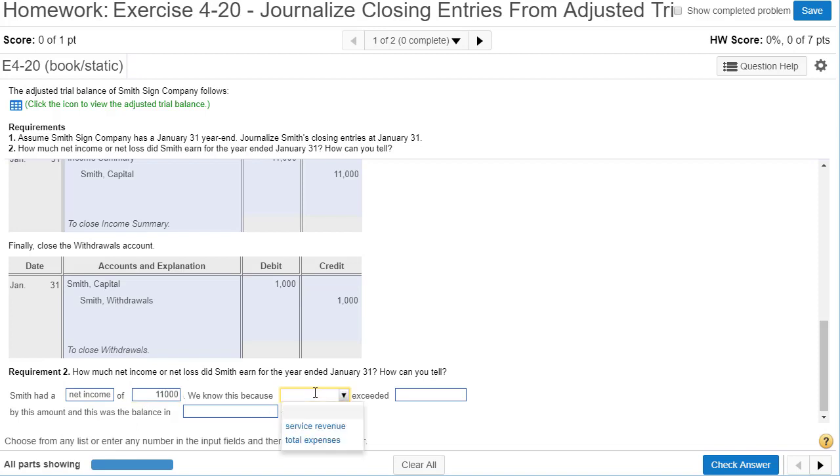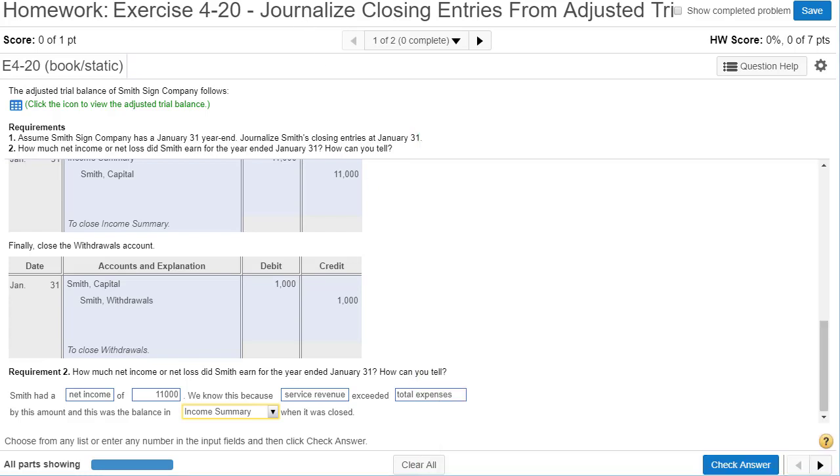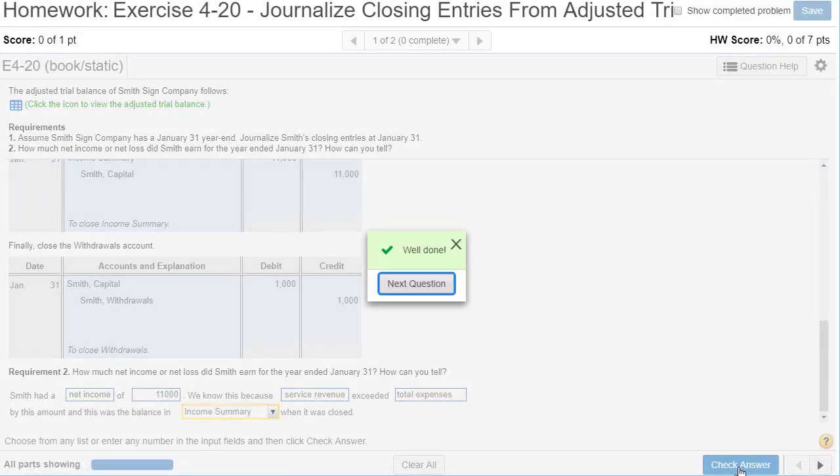We know this because revenues exceeded expenses by this amount, and this was the balance in the income summary account. So let's go back to the income summary account. So here is the balance. So the $11,000 in income summary for the balance represents net income, revenues minus expenses. And that's it.